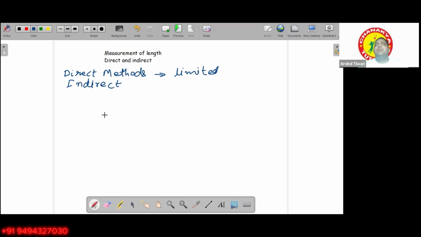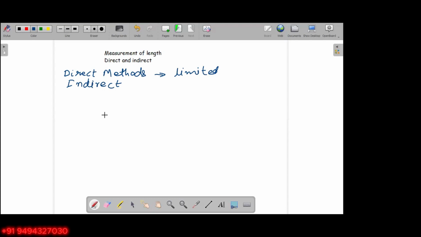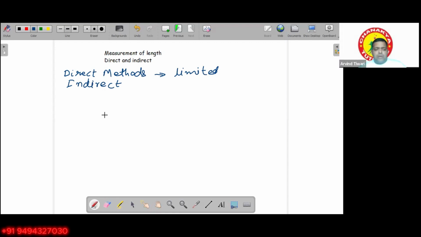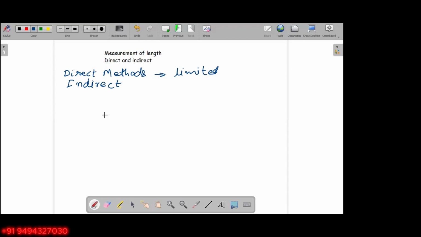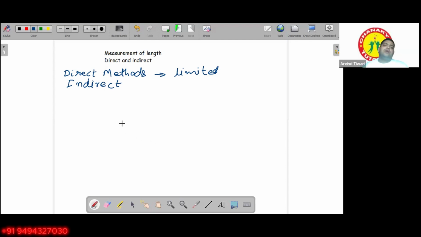You can measure the diameter of Earth. You can measure the diameter of Moon. You can measure the period of rotation of Earth. You can measure the size of a particle, the size of a molecule, the size of a nucleus. So, do you think that to measure the size of a nucleus, we use direct methods? No. Too small. I hope you have understood about the indirect methods.